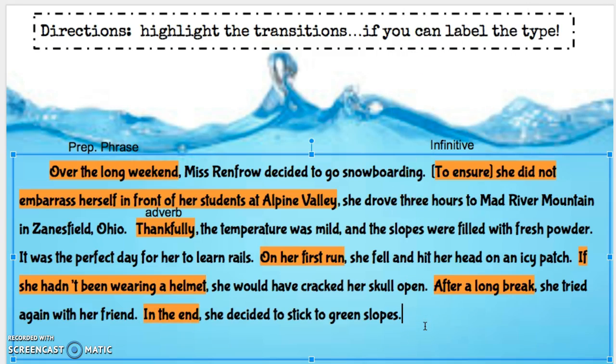Okay, so you'll notice that a lot of the time they're going to show up as prepositional phrases. However, sometimes they can show up as dependent clauses, like for this one example, if she hadn't been wearing a helmet, it's a dependent clause, because you're kind of left wondering, well, what happens if she hadn't been wearing a helmet? But the rest of them, for the most part, are going to be either infinitives or prep phrases or adverbs, and you can always tell because of that comma. Okay, always look out for that comma. That's really going to be a sure giveaway. And they always come at the beginning of sentences as well.